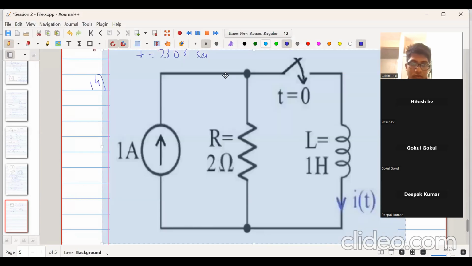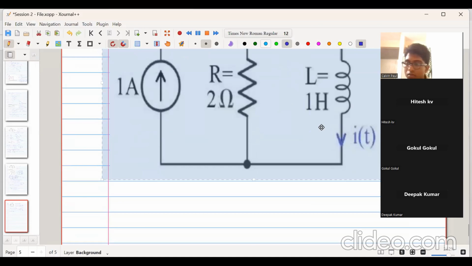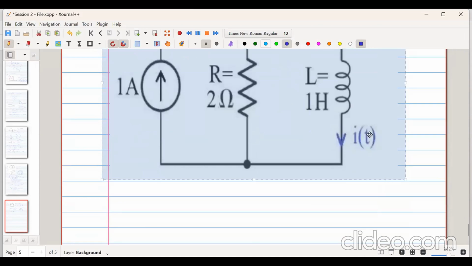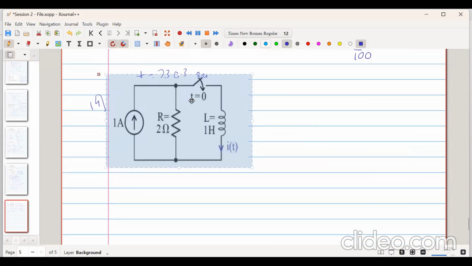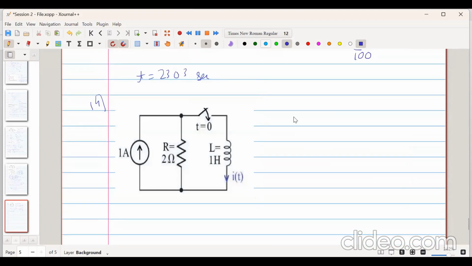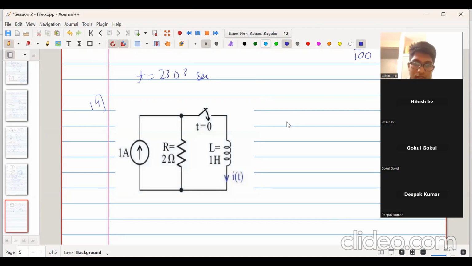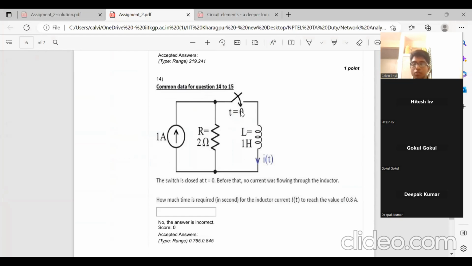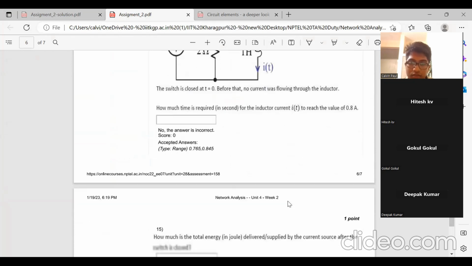So this is the circuit. Let us read the question. The switch is closed at t equal to 0. So at t equal to 0, we close the switch. Before that, no current was flowing through the inductor, so IL(0-) is 0. How much time is required, in seconds, for the inductor current to reach the value of 0.8 ampere? That is the question.